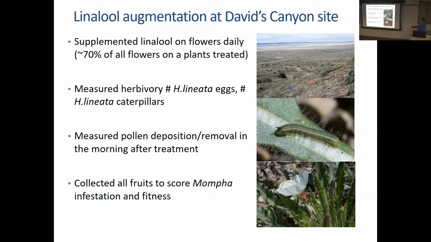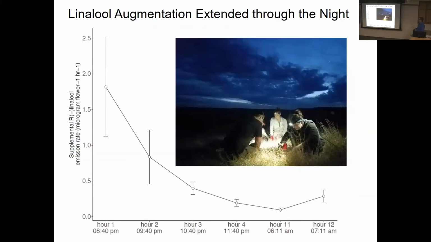We measured herbivory, the number of eggs, the number of caterpillars, the damage. We looked at pollen deposition and removal from flowers. We collected all the fruits to score the presence of Mompha caterpillars and their feces and how many, and loss of seeds, et cetera, okay? And this is just to show you that the augmentation worked. All right, so we're adding odor at time 0, and then an hour later we're collecting it. And this is just a slow decay curve over the whole night. And then after sunrise, the emission rates increased a little bit because it got warmer.